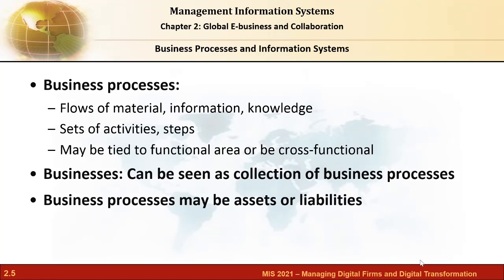So you can see, in short, business processes include flows of material, information, and knowledge, and sets of logical activities and steps. They may be tied to a functional department, or may be related to multiple functional departments inside an organization. A business can be considered a collection of business processes, and business processes may be assets or liabilities.